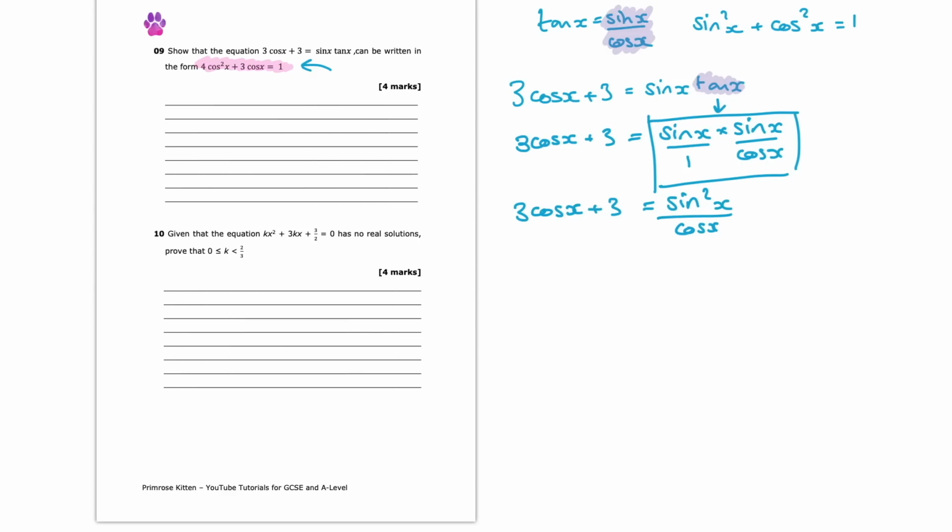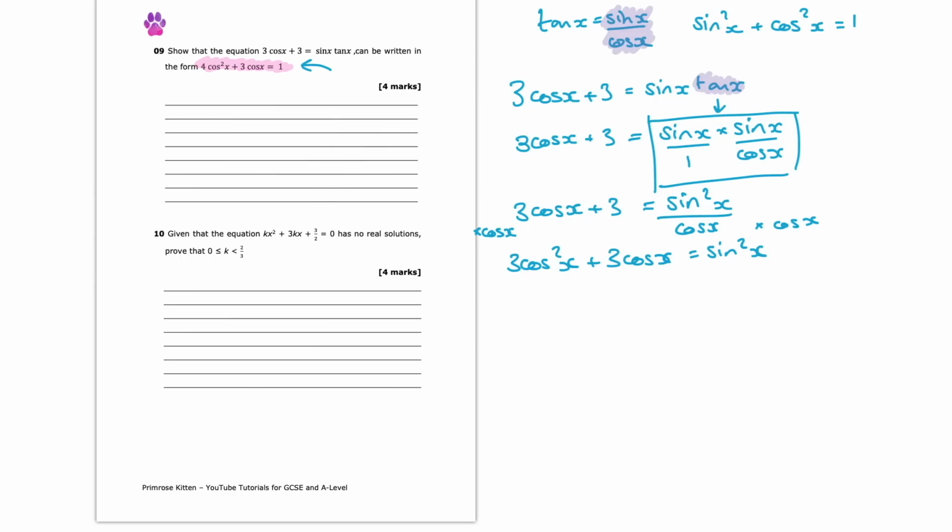So let's start by multiplying through by that denominator so that we don't have any fractions to play with anymore. So if we times both sides by cos x, we end up getting 3 cos squared x plus 3 cos x equals sine squared x. Okay, so I've just multiplied each of those 3 terms that we have there by cos x.